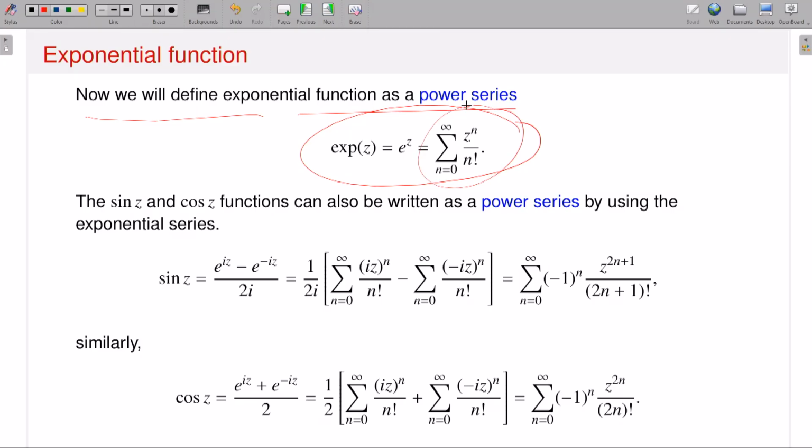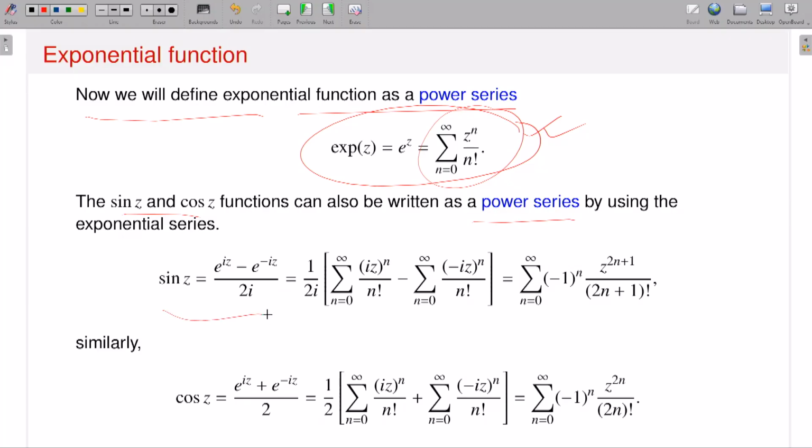Now, next you will see Euler's formula. Earlier I defined e to the power i theta in a different way, by assuming something. Now I have the exponential in terms of power series. The next part is that I have defined sine and cosine functions in terms of exponential functions, so it is expected that I can write sine and cosine in terms of power series. The answer is yes. The sine and cosine functions can also be written in terms of power series.